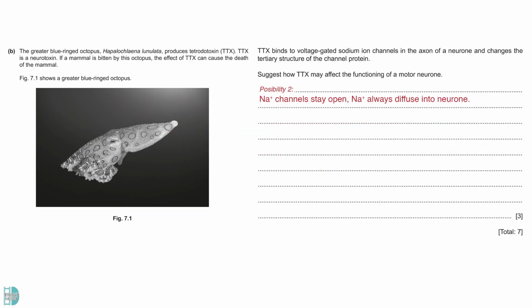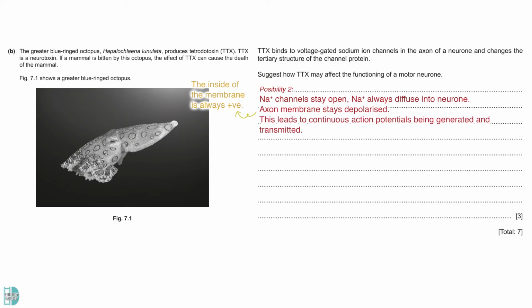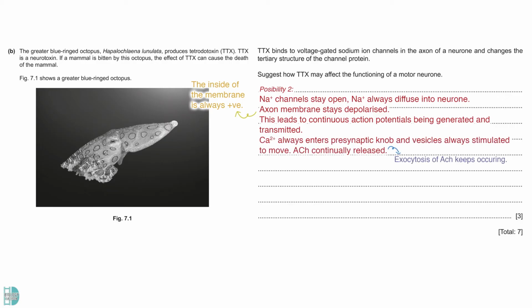Another possibility is that the shape change causes sodium ion channels to stay open. Sodium ion always diffuses into the neuron. The inside of the membrane is always positive, so the membrane stays depolarized. A continuous action potential is generated. At the synapse, calcium ions always enter the presynaptic node. Vesicles are always stimulated to move and fuse with the membrane. Acetylcholine is continually released by exocytosis. This causes continued muscle contraction.